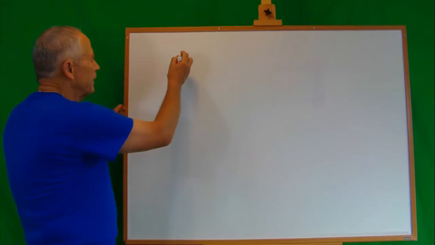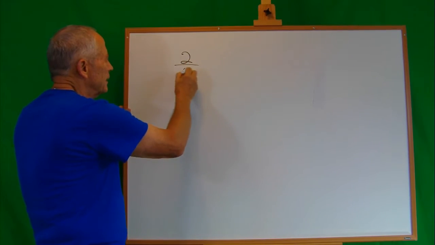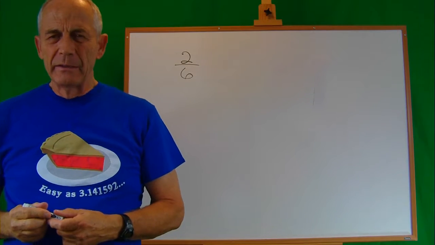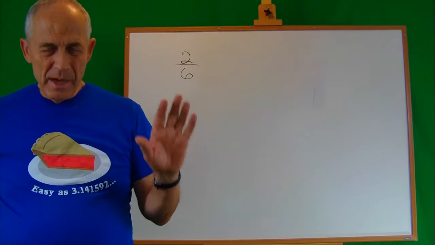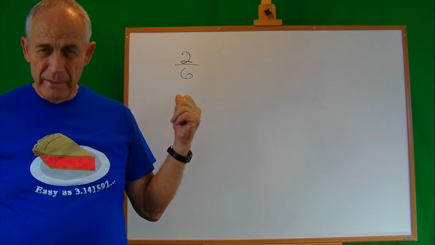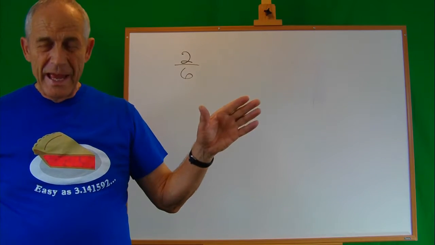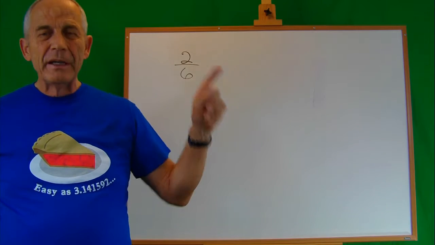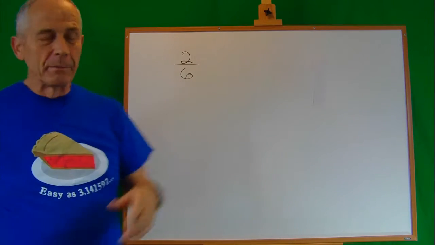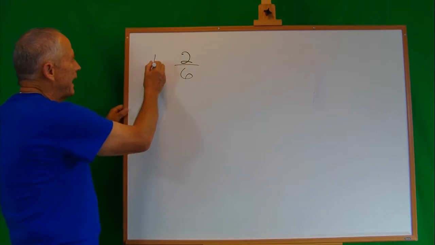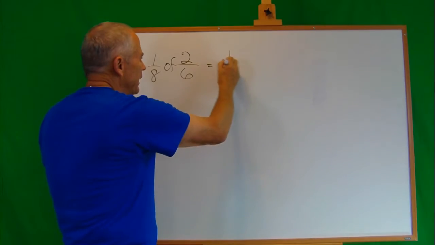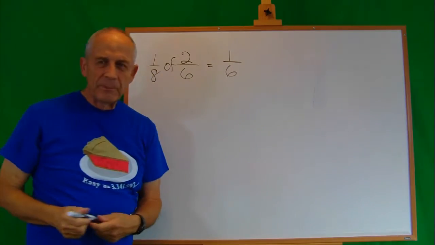If I have 2/6, what would 1/2 of that be? Now remember, the denominator tells us what we're dealing with, so what are we dealing with here? Okay, sixths. How many of them do we have? 2 of them. What would half of that be? 1 of them. So 1/2 of 2/6 would be 1/6.